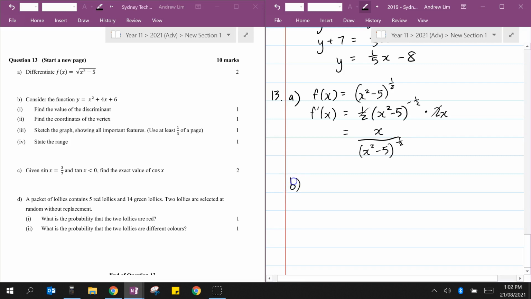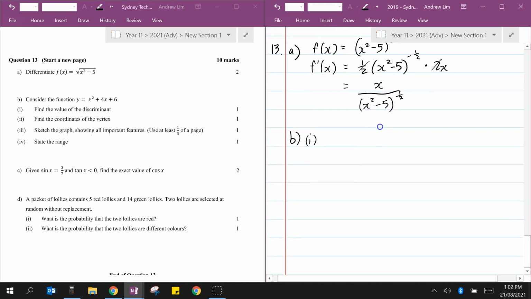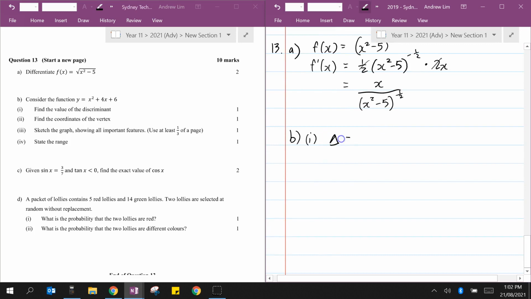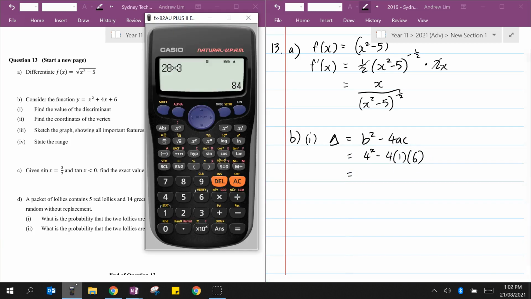Question B, part 1. Consider the function y equals x squared plus 4x plus 6. Find the value of the discriminant. Okay, so the discriminant is b squared minus 4ac, the bit underneath the square root sign of the quadratic formula. So b is 4, a is 1, and c is 6. Minus 8.